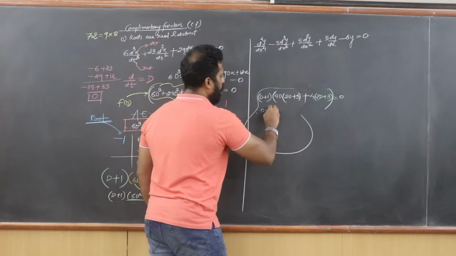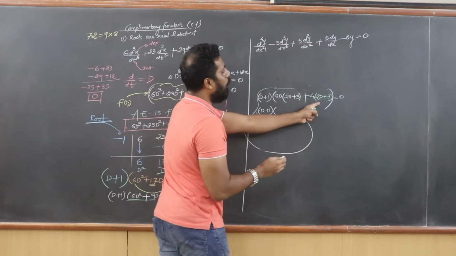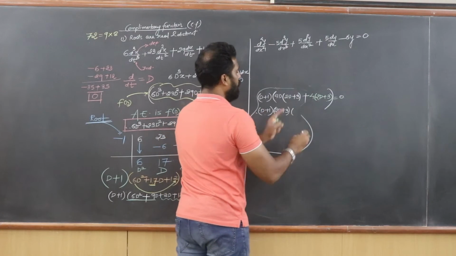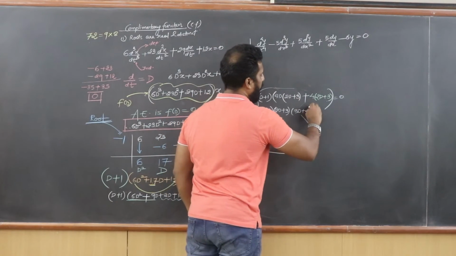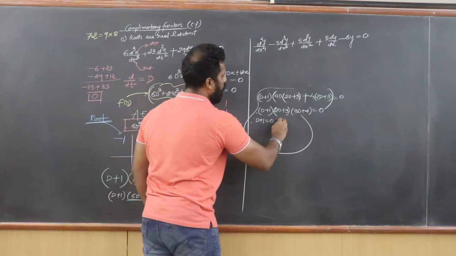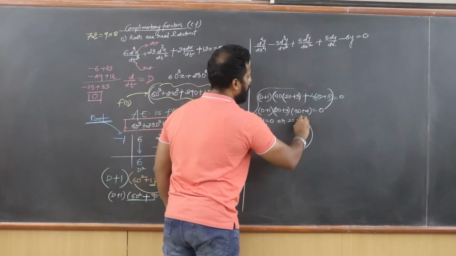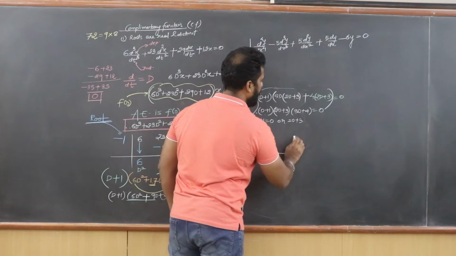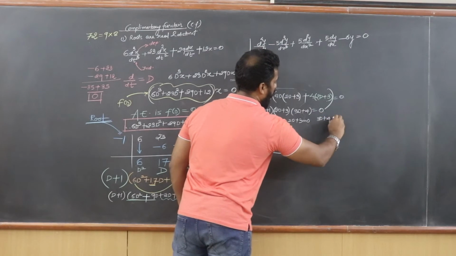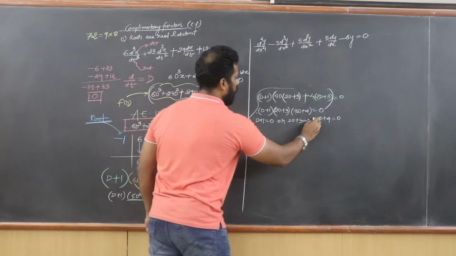So the next step would be obviously D plus 1. Again 2D plus 3 is common, so write 2D plus 3. And finally 3D plus 4, 3D plus 4 equal to 0. If you now go ahead, you can say D plus 1 becomes equal to 0, or 2D plus 3 becomes equal to 0, and 3D plus 4 also becomes equal to 0.